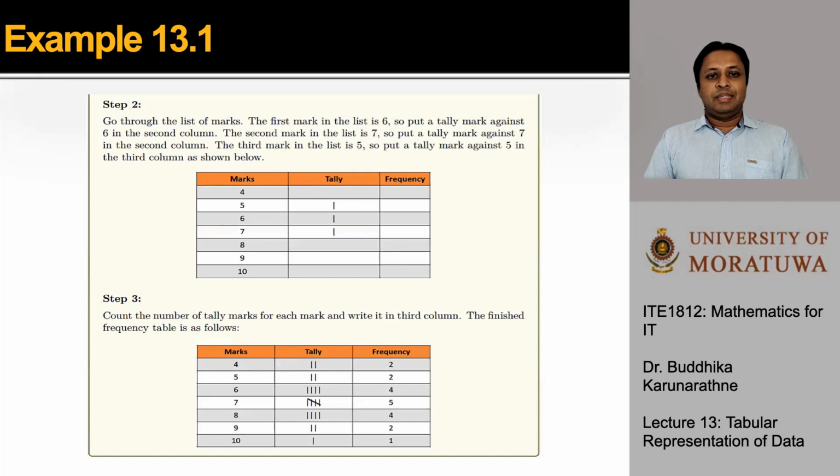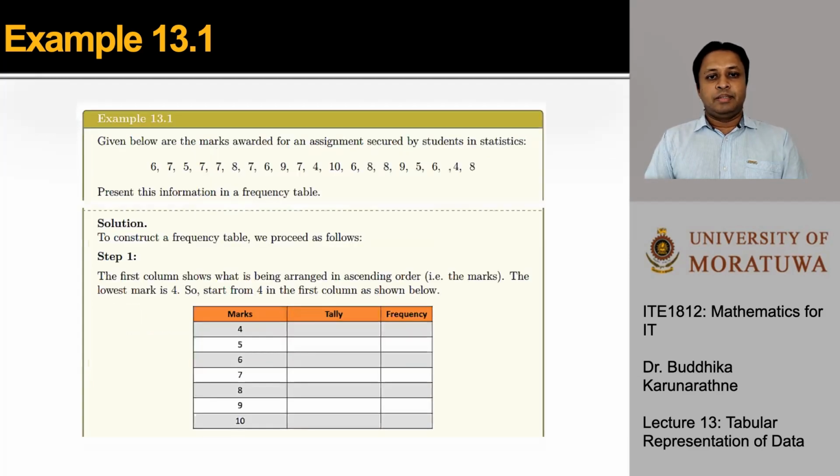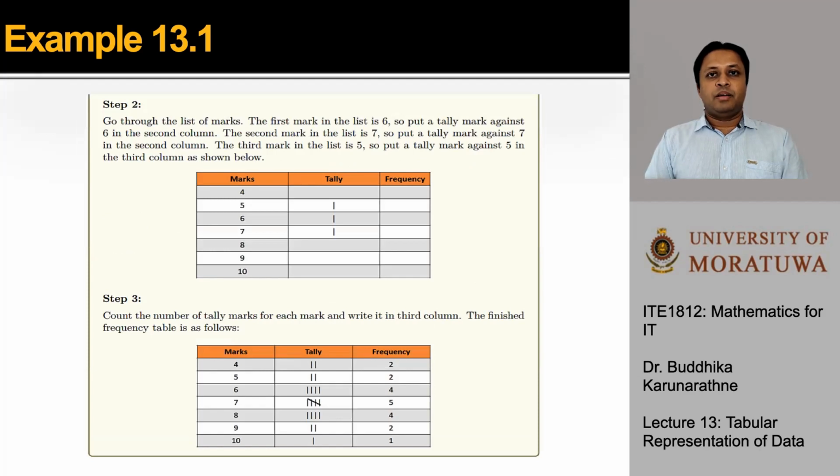Step 2 is going for the tally. Then you take each value and you mark the tally on the second column of the table according to the number of occurrences. For example, the first value is 6, and you mark one stroke under the tally column. The second value is 7, and you also mark a stroke in the tally column, and so on. Like this, you continue for all the values in the series given.